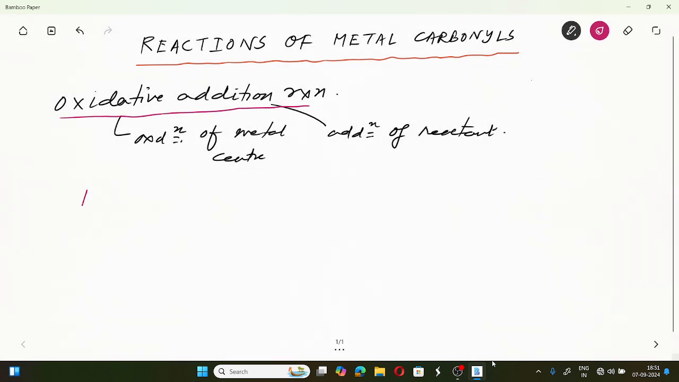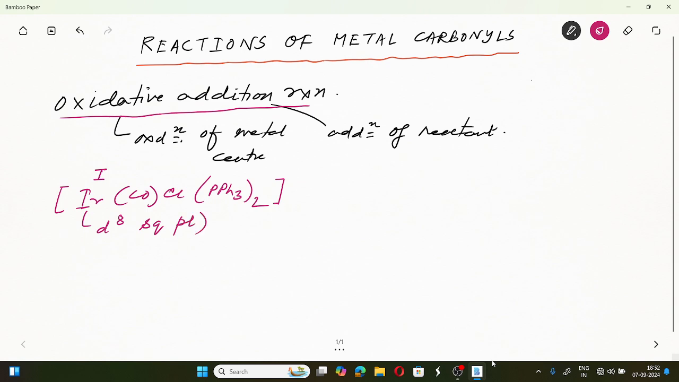If we start with Ir(CO)Cl(PPh3)2, you can well understand that iridium is in the +1 oxidation state and it is a d8 system. Since it is a d8 system and tetra-coordinated, it will be square planar, because for a d8 system, if the Δo value is high, it is square planar. Why is the Δo value high? Because iridium is a 5d element.